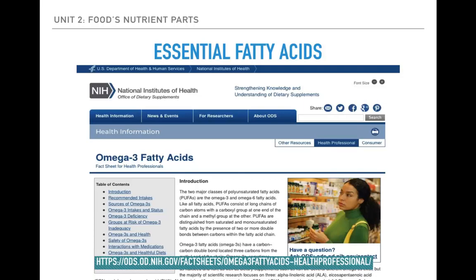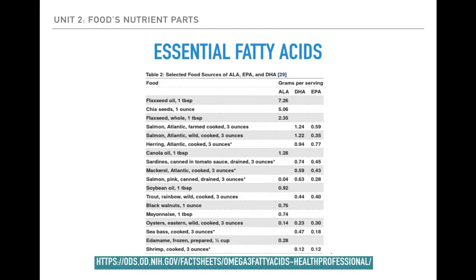And you can learn more at the NIH. They have some really nice summaries of individual nutrients, and I recommend using it as a resource in the future for you. And here you can see how these omega-3s are divided up.